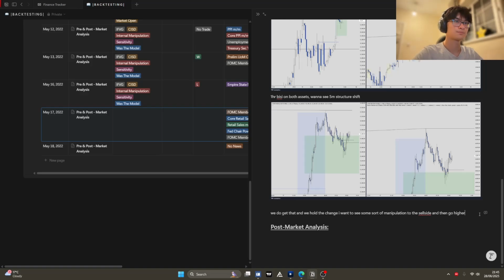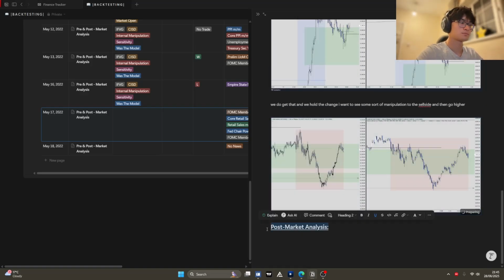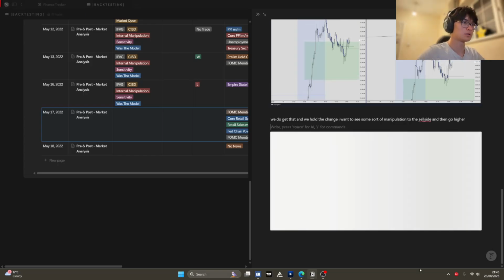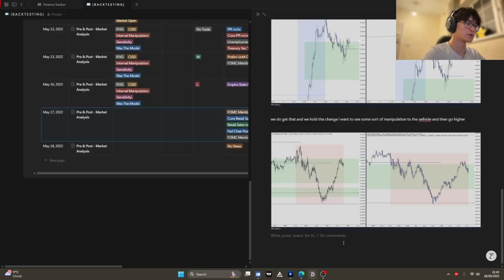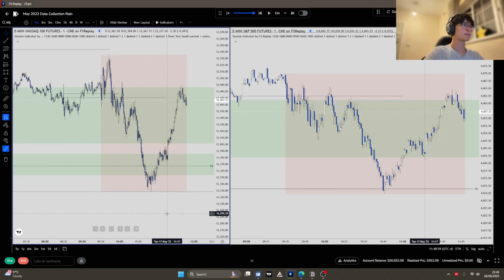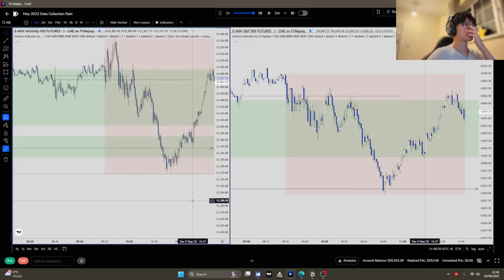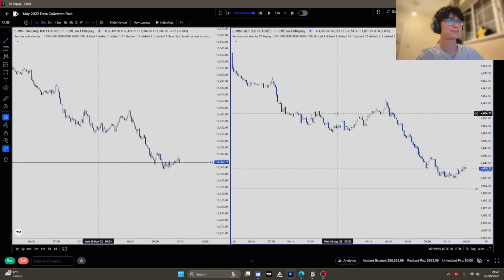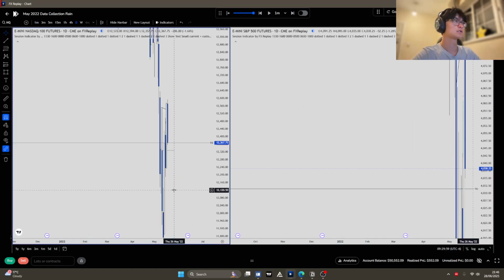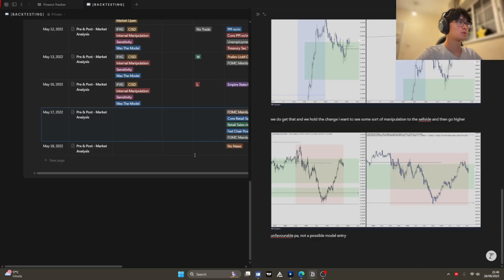Shadows. I should probably say unfavorable rather than horrible. Unfavorable PA. Not a single possible model entry. Next session. So we're still at EQ. This is the last one now. We'll do no trade.